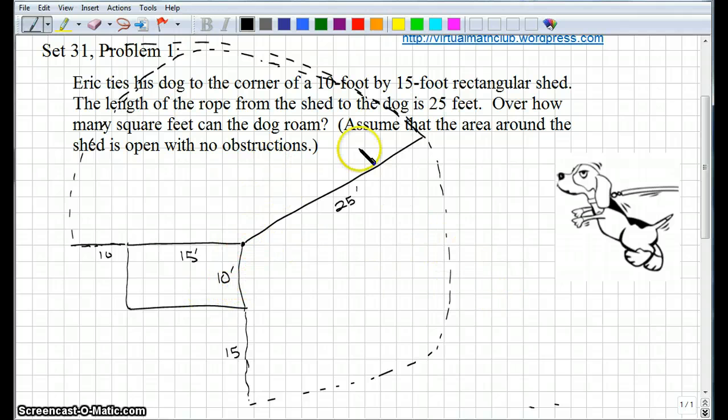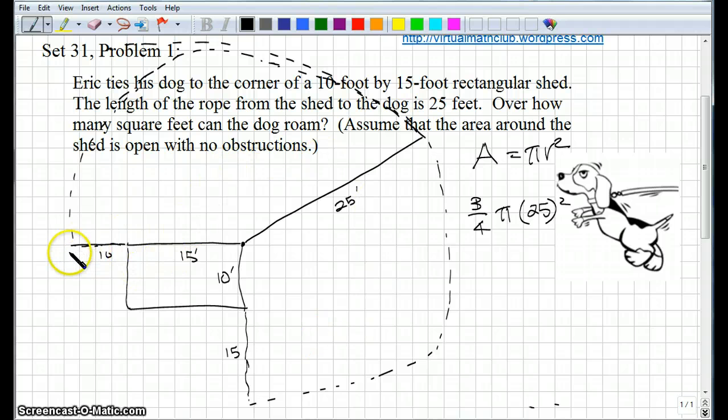So for this large area, until he meets the edge of the shed, it's the area of a circle, but only 3/4 of the area of a circle. The area of a circle is pi r squared, right? So here we have 3/4 pi times r squared, which is 25 squared. So that takes care of this big area here.